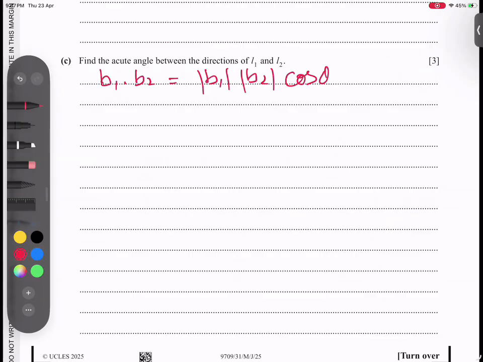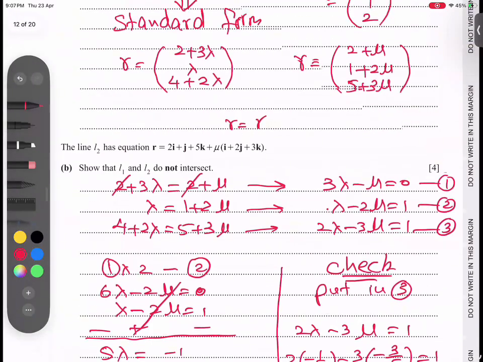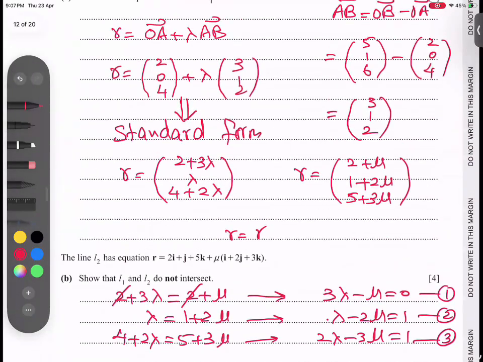So how to get b1 and b2? This is important here, students. And their magnitudes come here, and the angle. So b1 and b2 are basically the lambda coefficients and the mu coefficients. The lambda coefficient is 3, 1, 2, and the mu coefficient is 1, 2, 3. Repeat, b1 is 3, 1, 2 and the other one is 1, 2, 3. So beside mu and beside lambda are b1 and b2.